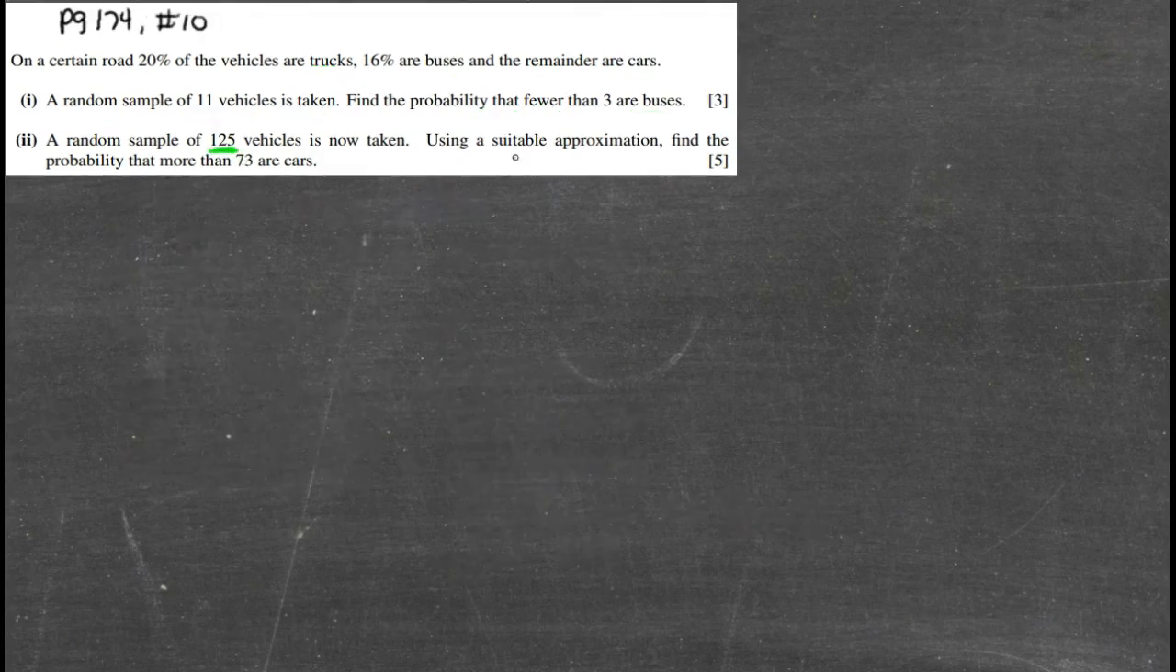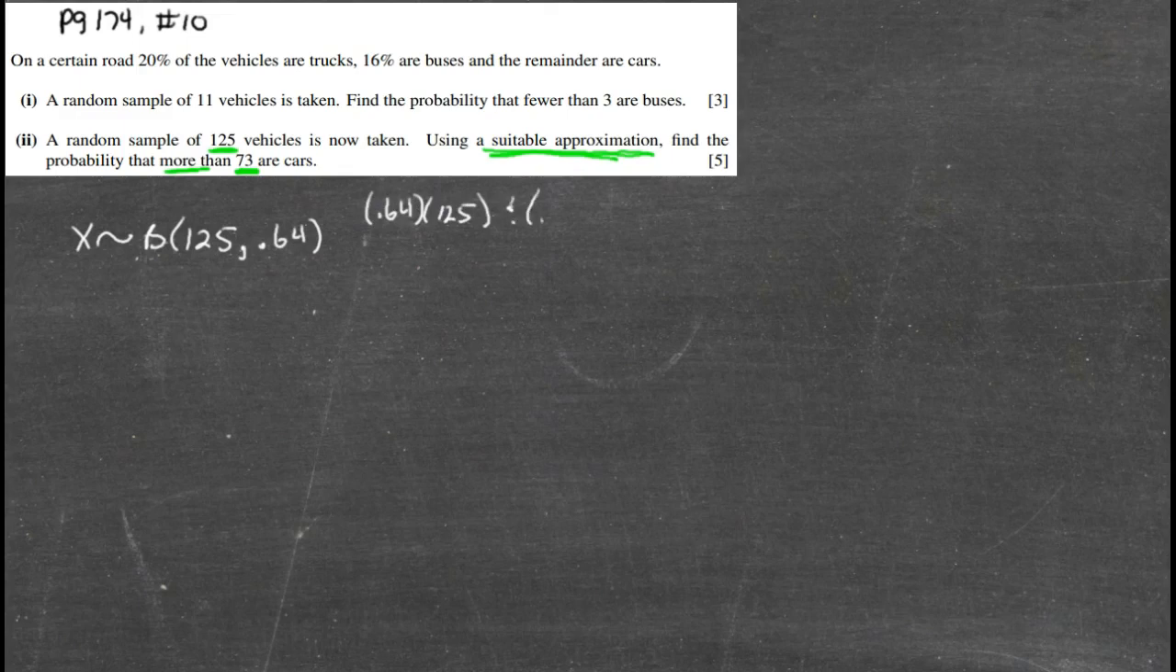In part 2, we got 125 vehicles, and they want us to use suitable approximation. They're begging us to do a normal distribution. And now that there's more trials, it will work out. So let's go ahead and do this. We got 125 trials, and the probability now of it being a car, if you recall, was 0.64. They switched on us. And if I multiply this, I'm going to get numbers bigger than 5. 125 times 0.64 and 125 times 0.36, they're both going to be bigger than 5. And so now I know that I can use it.